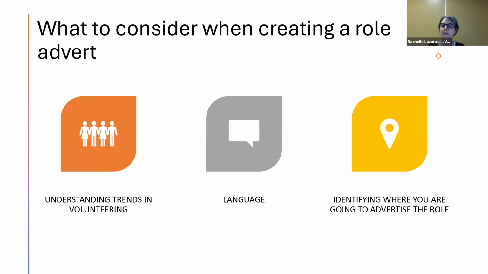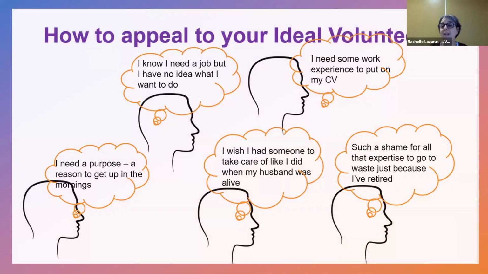And as I said, the other thing is that if we know now that different age groups are going to be looking for volunteer roles in different spaces, think about when you create your role advert, where am I going to put this? Where am I going to put that? But the motivations for volunteering haven't changed.